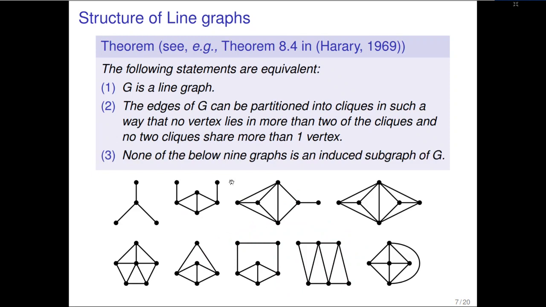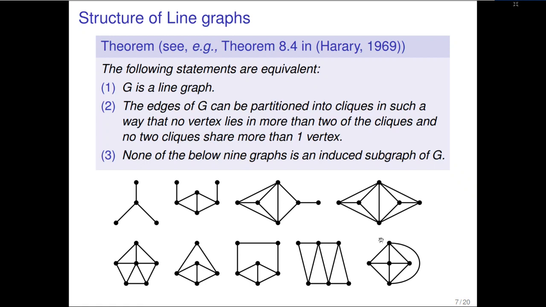And the other characterization is by forbidden induced subgraphs of G. It's known that G is a line graph if and only if none of these nine graphs below is an induced subgraph of G. For our proof, or at least for the sketch in this talk, the only important thing about these nine graphs is that all of them have at most 6 vertices, and that this one graph is one of them. This is exactly K5 minus an edge, right?